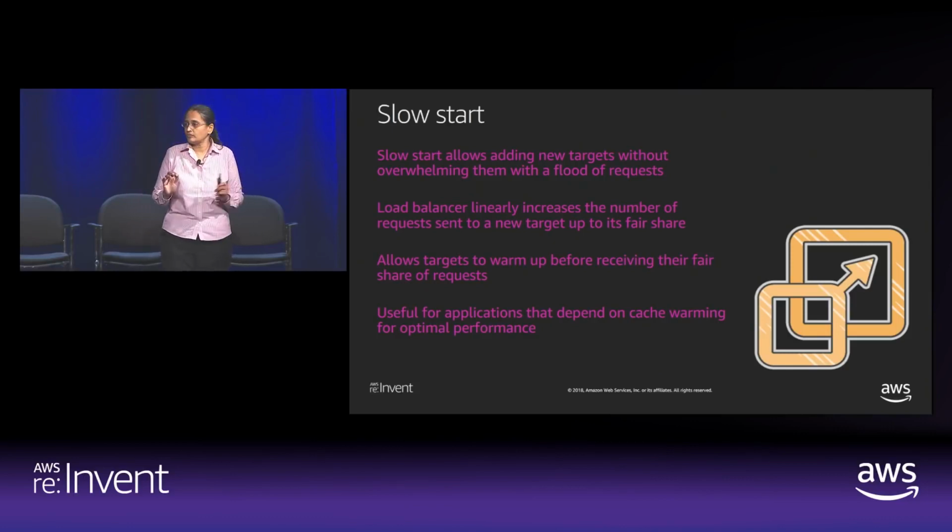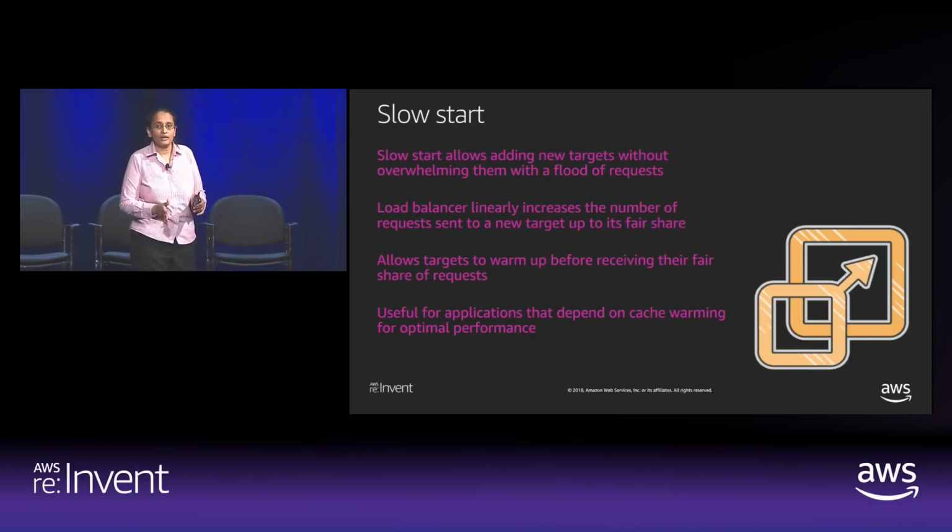So you can go and configure anywhere between 30 seconds to 15 minutes of slow start time, and you can actually change or configure what percentage of traffic can go to that newly added target, right? It's all the way from 0 to 100%. So slow start is not enabled by default. You want to go and enable it.